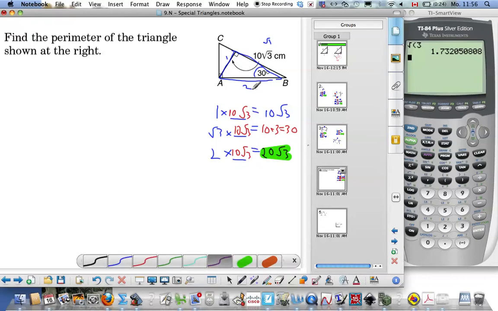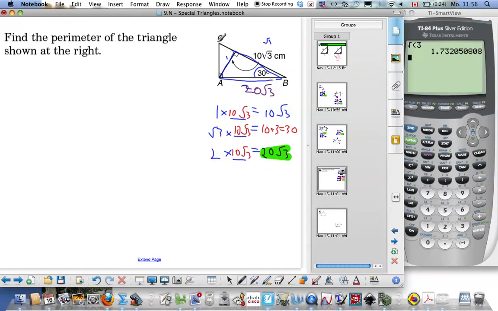With this we know that this is now 20 root 3. Now we're going to look at the big triangle. So this is the big one, this is the 1 side, this is the 2 side, and this is the root 3 side. So now we're going to do the whole process again. 1, root 3, 2. Now be careful. This used to be the hypotenuse, and now this is across the 60, so this is the root 3 side now.